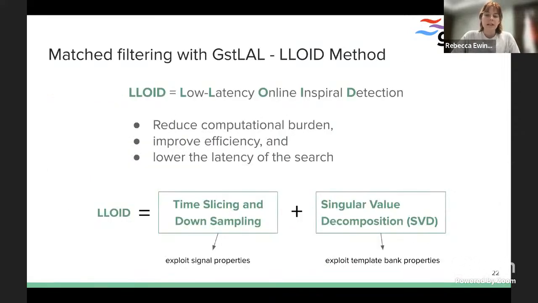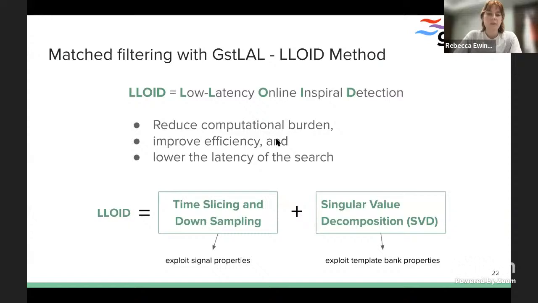Okay, so that's kind of how GST-LAO handles this non-Gaussian data and the noise properties. Now I want to talk about how GST-LAO handles this computational burden of matched filtering. What we use is called the LLOID method. This stands for low latency online inspiral detection. And this method was developed for the purpose of enabling real-time matched filtering and even early warning matched filtering. So what that means is that we're able to identify a signal in the data even before the merger occurs or before the coalescence time of the signal.